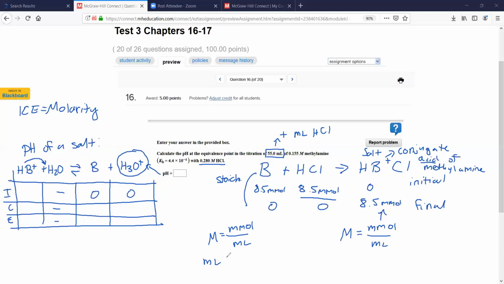So milliliters is millimoles, which for HCl was 8.5, over molarity, which for HCl was 0.28. And that will give you the milliliters. So here, millimoles of HB is going to be 8.5 millimoles. And on the bottom is going to be your starting 55 milliliters plus however many milliliters you get of HCl.